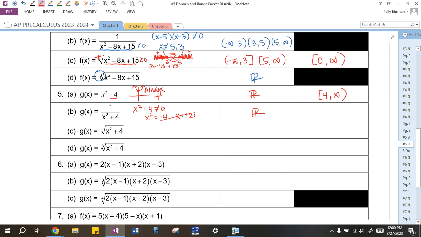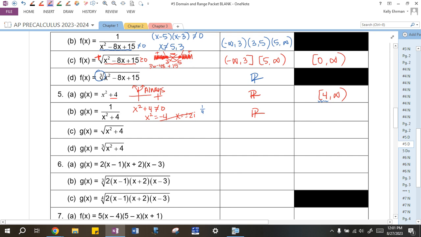What about the range for this one? This is kind of tricky though, right? I said it's always positive. What's the lowest y value we can get on the graph? 4. On the x squared plus 4, excuse me. So if we put in 0, we can get 1 over 4.